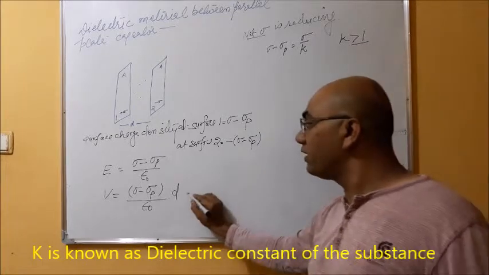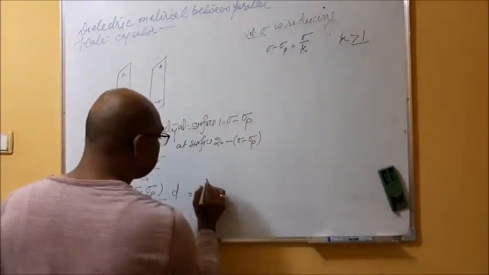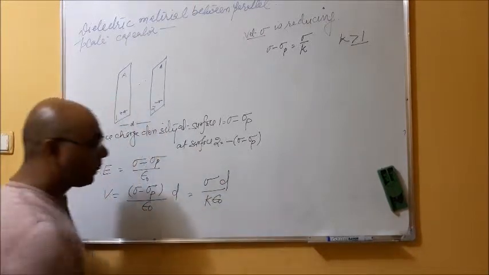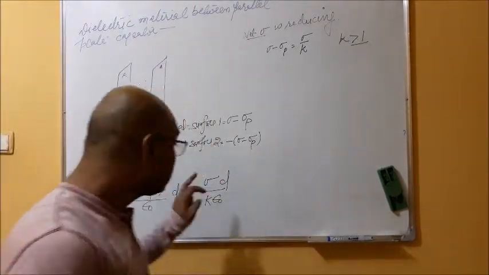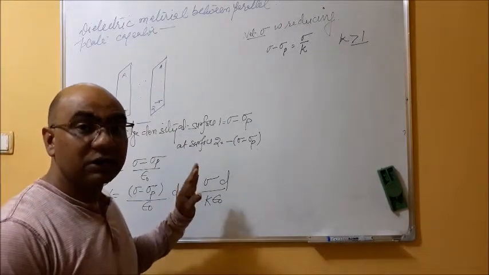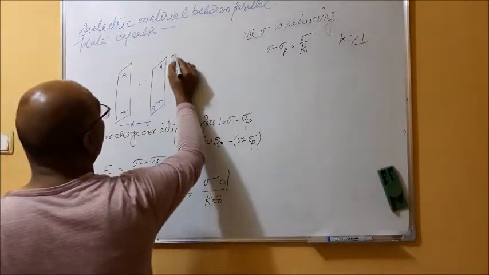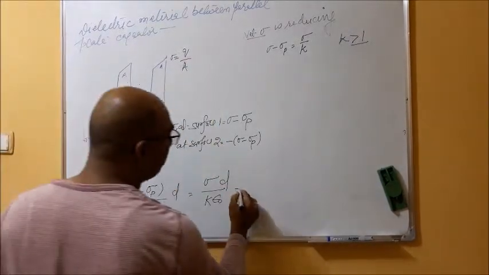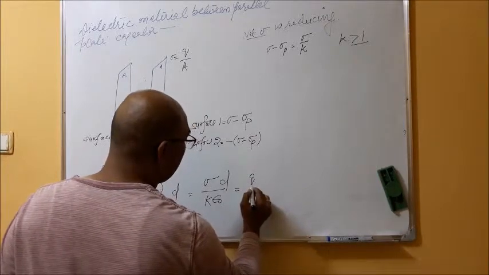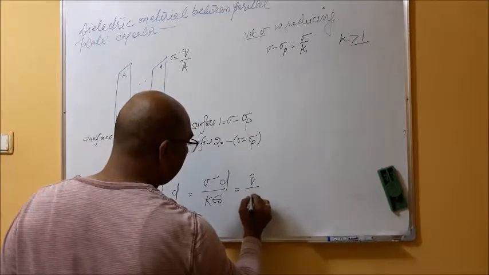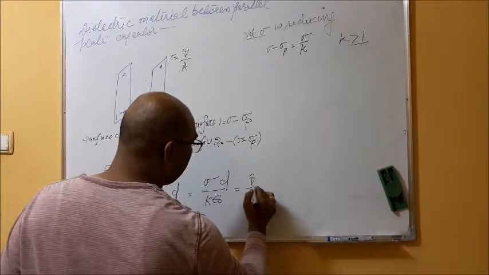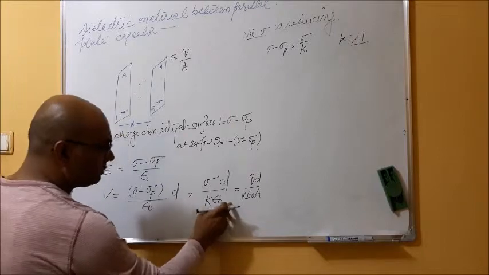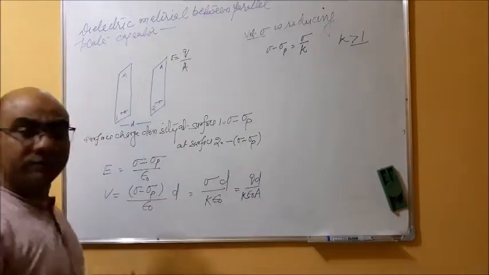So if I substitute here, what will I get? I will get sigma d upon k epsilon naught. Right? And what is sigma? Again, sigma is q upon A. If I am saying the total charge is q, then sigma is q upon A. So this is q upon epsilon naught A, d into k. Okay, so q upon A into d, k epsilon naught.